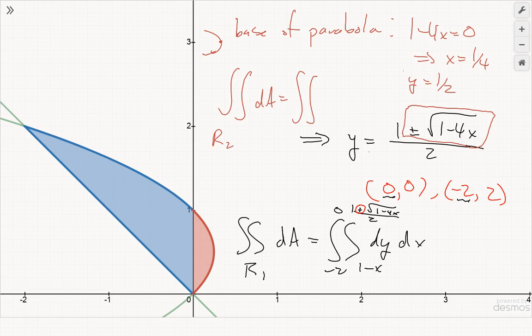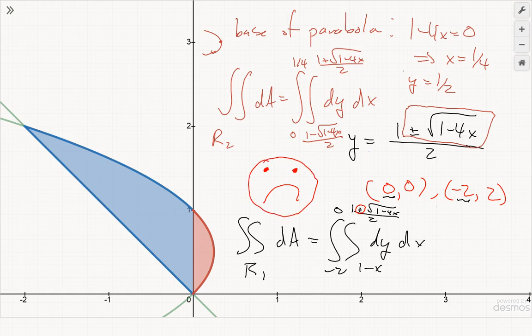is the integral. Now x is going from, so we're still doing dy dx as the order of integration. Now we're going from 0 to 1/4 for the value of x. And now the y value is going from here where we take the negative square root to here where we take the positive square root. So this is our integral. This looks pretty complicated. So let's try doing it the other way.